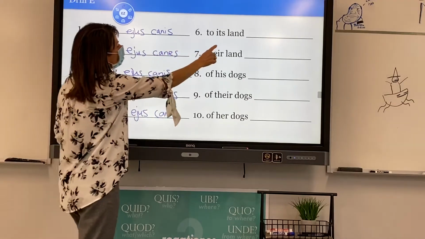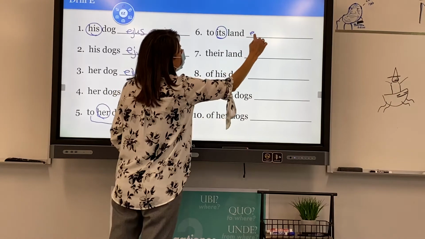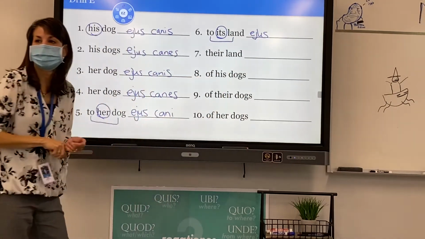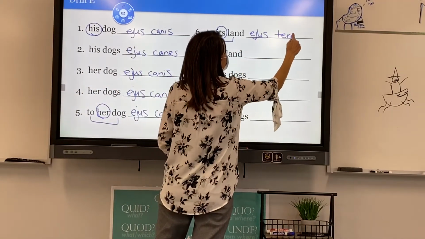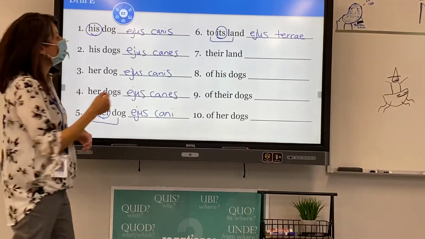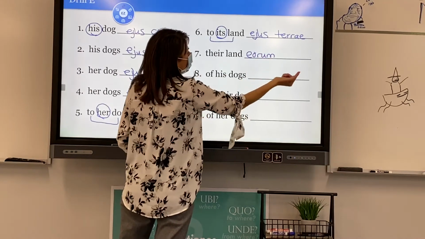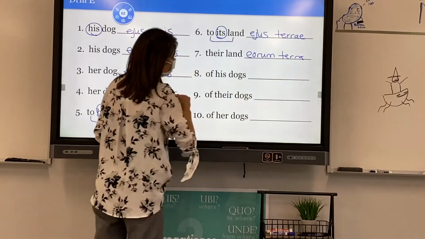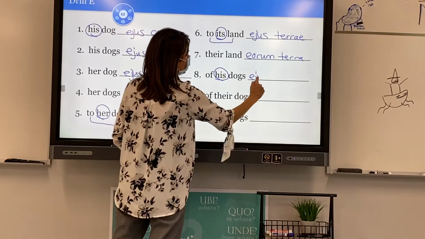Let's try this one. To its land. Okay, remember, take this out. Its is just eius. And then we have to the land. That's where the dative comes in. Okay, so terra, terrae, terrae. Like that. Okay? Their land. You can do either eorum or earum. Land is terra. Of his dogs, so keep the his as eius.